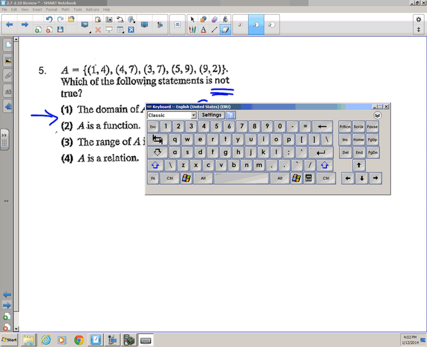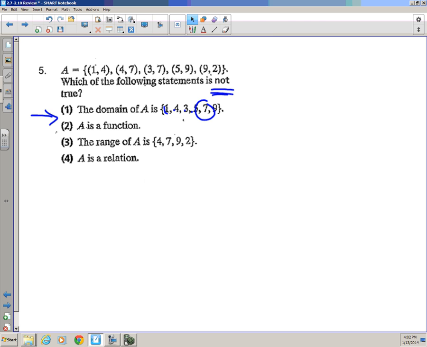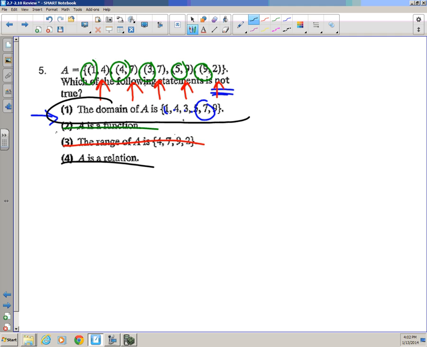Is set A a function? Do any x values repeat? None of those x values are repeating, so A is a function. That is true. The range of A, the y values of set A, 4, 7, 9, 2. 7's been written twice. This is the range. And any set of ordered pairs is a relation, so this is out. This must be the answer that's not true. There is no 7 anywhere in the domain.